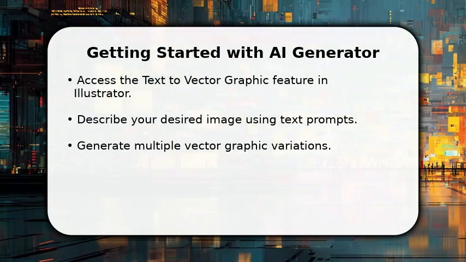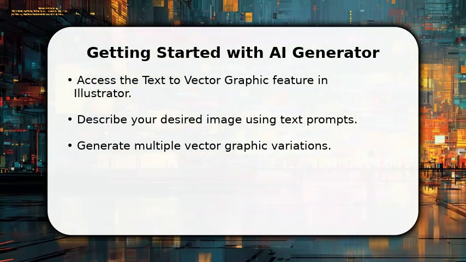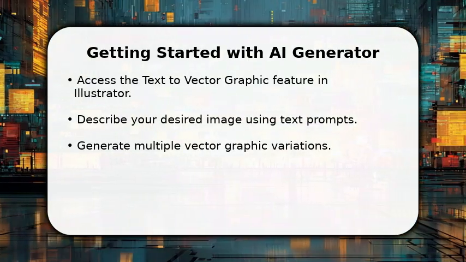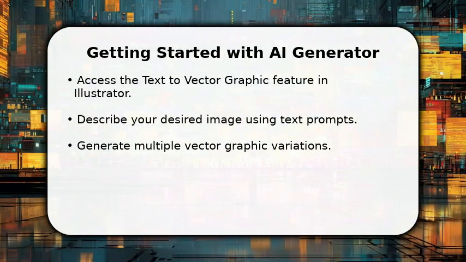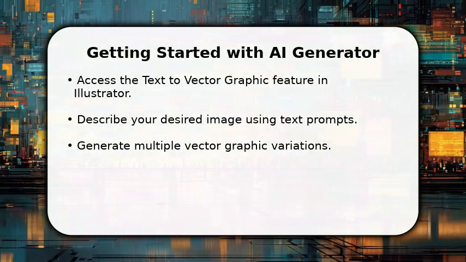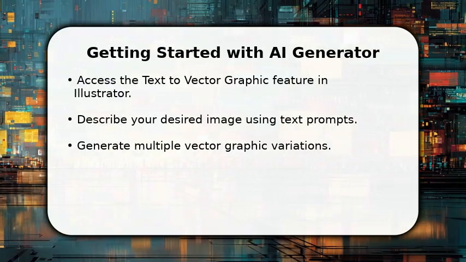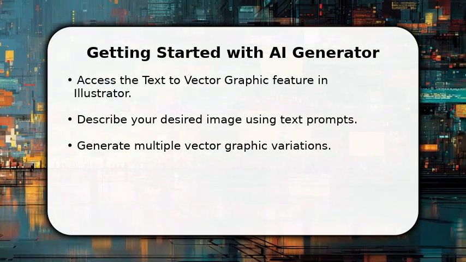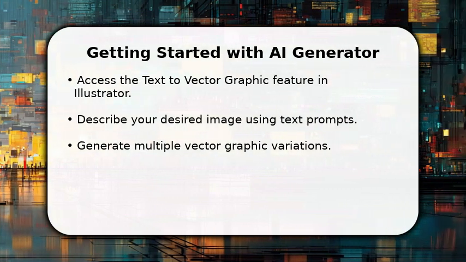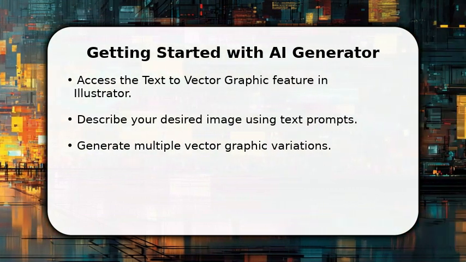To begin, open Illustrator and navigate to the Text-to-Vector graphic panel. Here, you'll input a descriptive text prompt detailing the image you wish to create. The AI will then process your request and present you with several unique vector graphic options, typically 3 to 5, allowing you to quickly visualize and select the best fit for your project.